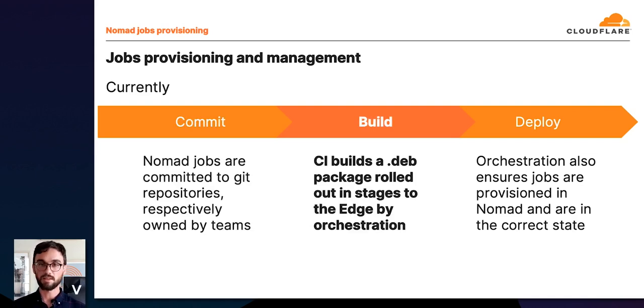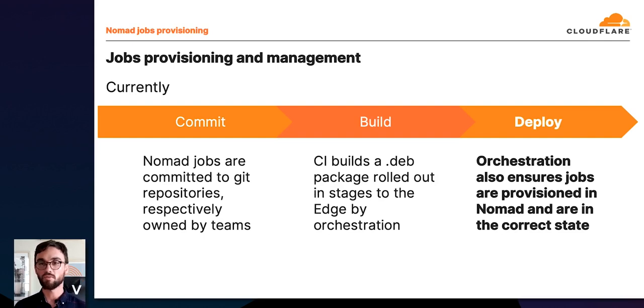So when that Debian package is built and rolled out to the edge by orchestration running periodically, orchestration also runs nomad job plan before running nomad job run, to detect that there were some changes in the Nomad jobs and to ensure that they're always in the correct state in the Nomad cluster.